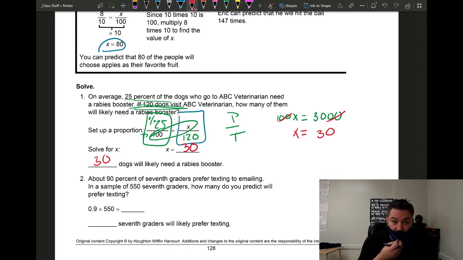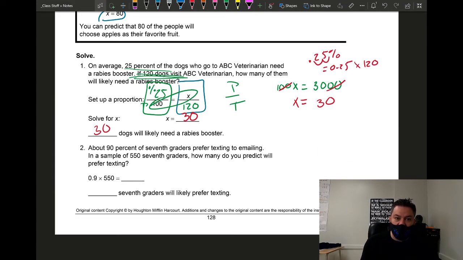Now, you can also do this one by converting the percent into a decimal and multiply by 120. If you do that, you're going to get the exact same answer. You're gonna get 30. What works best for you is up to you. Now, that's exactly how we're gonna do number 2.